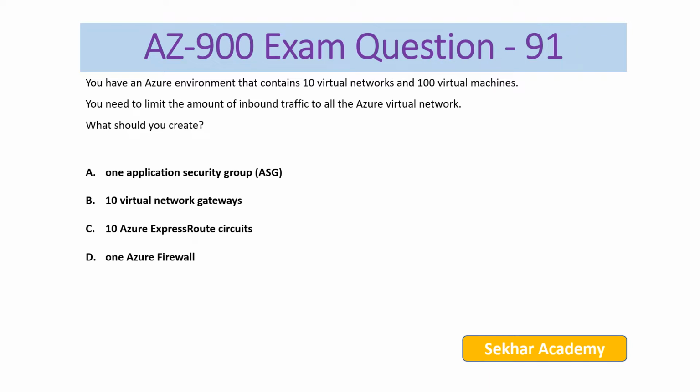So limit the amount of inbound traffic, right? To limit the inbound traffic, the Azure firewall is the right option here. So D is the right answer.